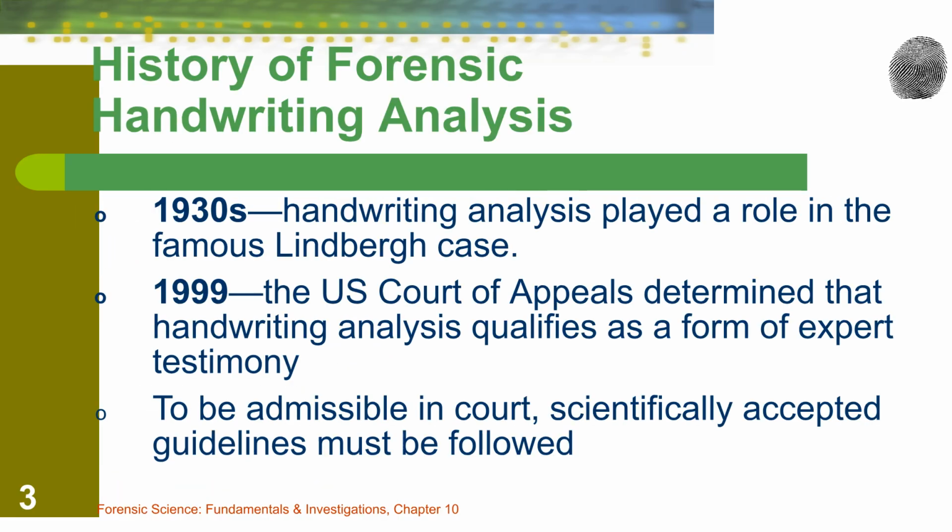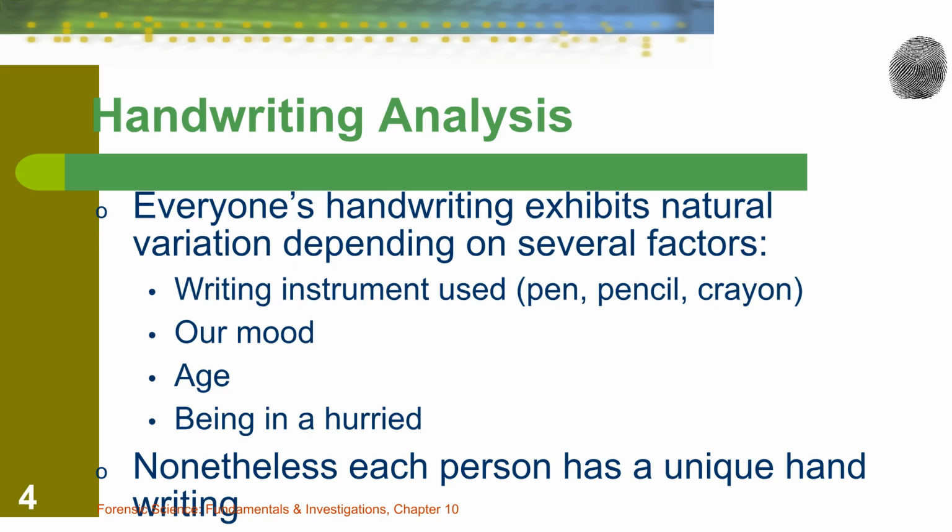The history of forensic handwriting analysis includes notable cases. In the 1930s, it was used in the famous Lindbergh case. By 1999, the U.S. Court of Appeals recognized handwriting analysis as a form of expert testimony, provided that scientifically accepted guidelines are followed. Everyone's handwriting has natural variations based on factors like the writing instrument, mood, age, or being hurried. However, each person also possesses a unique handwriting style defined by characteristics such as slant, letter height, and dot placement.